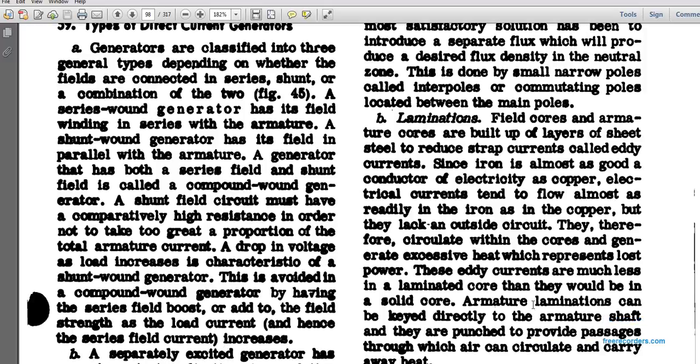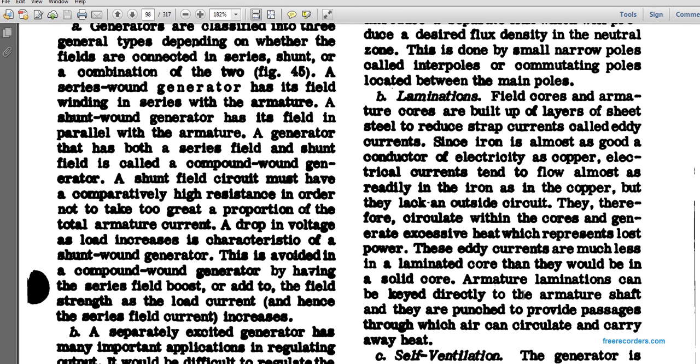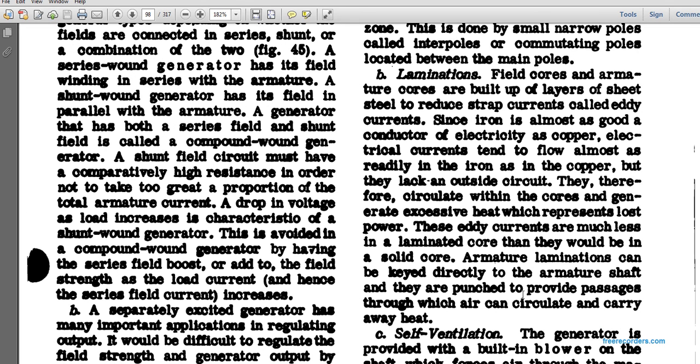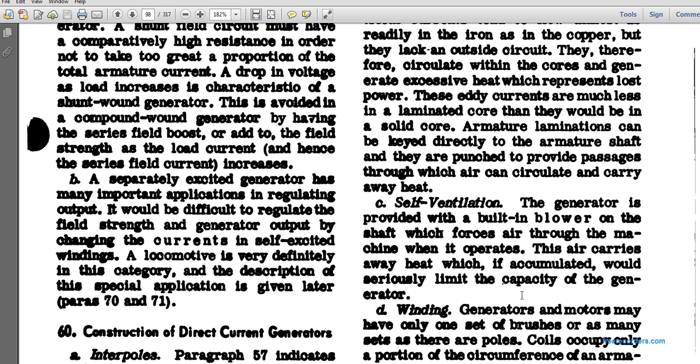Armature laminations can be keyed directly to the armature shaft, provided they have punched passageways through which air can circulate and carry away the heat. Self-ventilation: the generator is provided with a built-in blower on the shaft. The fan forces air through the machine that carries away the heat which accumulates, which would otherwise seriously limit the capacity of the generator.